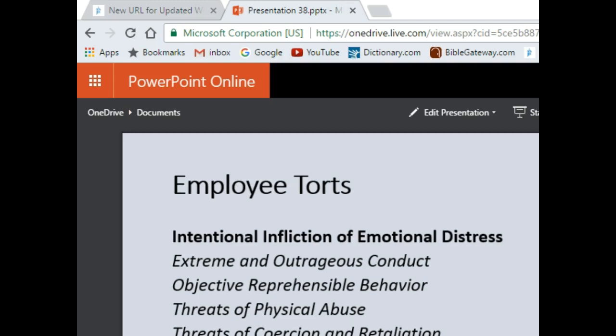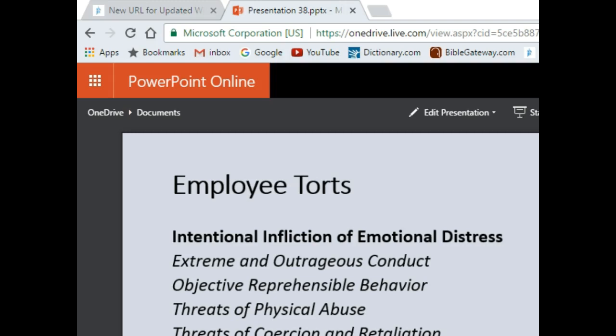Threats of physical abuse may be factors that go into the reprehensible conduct. Threats of coercion and retaliation. There's been a case that has held in Illinois that where the employer engaged in an extensive course of disciplining, yes, disciplining, and harassing conduct to coerce the plaintiff to falsify certain work reports, that the claim for intentional infliction of emotional distress was recognized. And that was a case back in 1981, still good law today, called Milton versus Illinois Bell Telephone Company. And again, that's referenced in this handout.